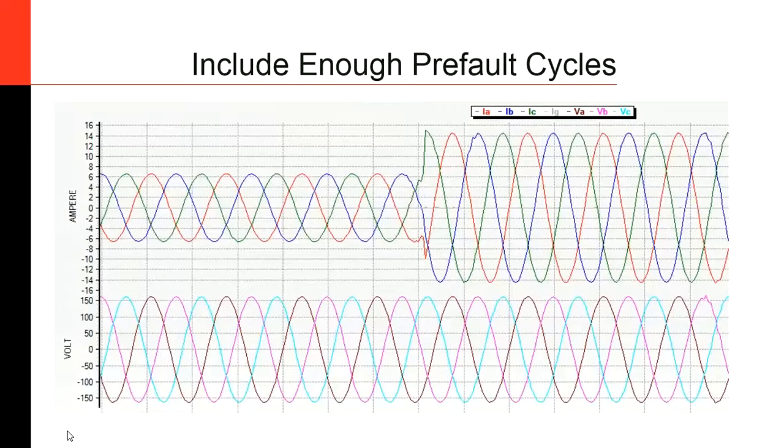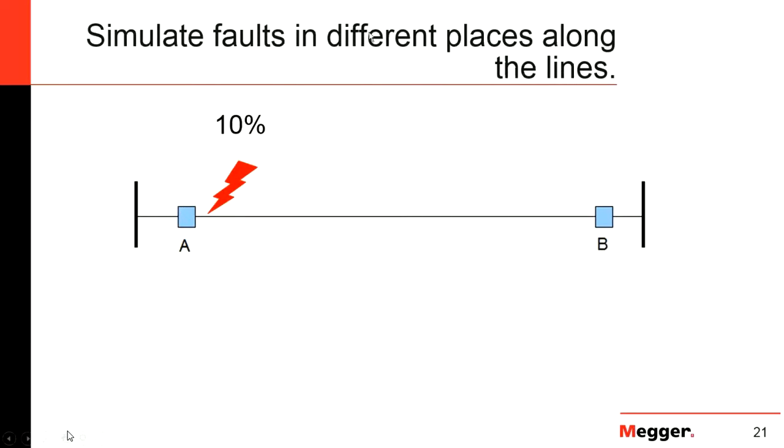5 cycles is usually more than enough to have all the filters in the relays filled, enough information for the relay to know that it is in a stable state, and then go to the faulty state. Now, simulate faults in different places along the line.